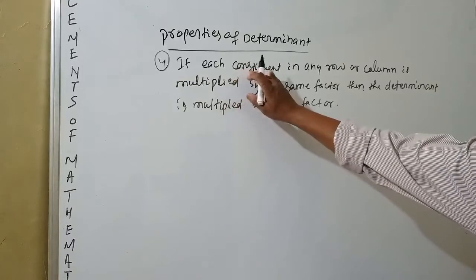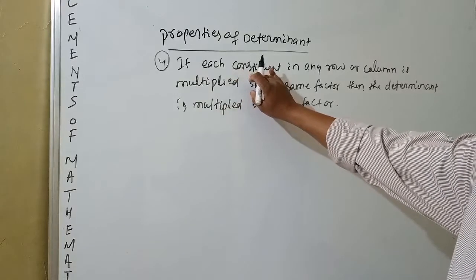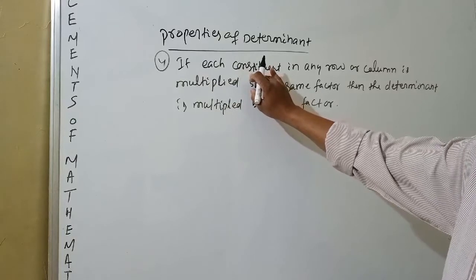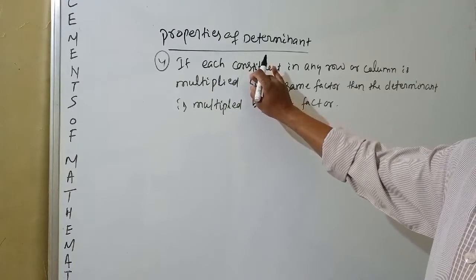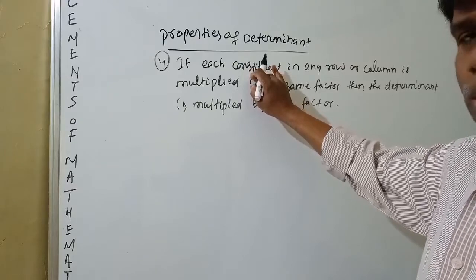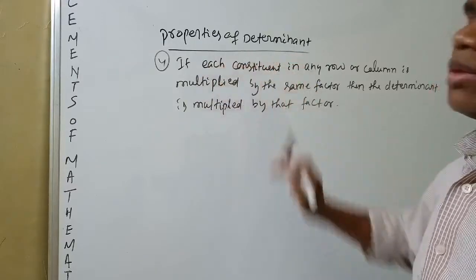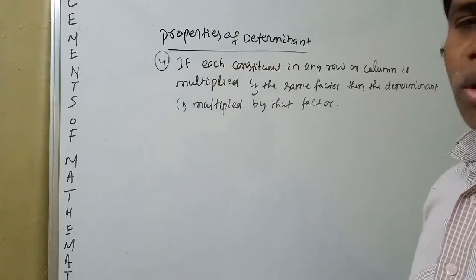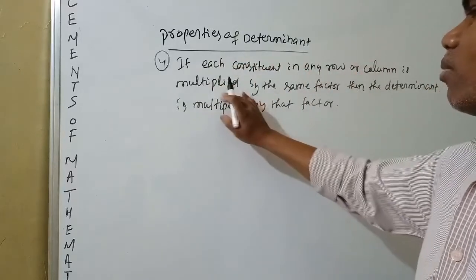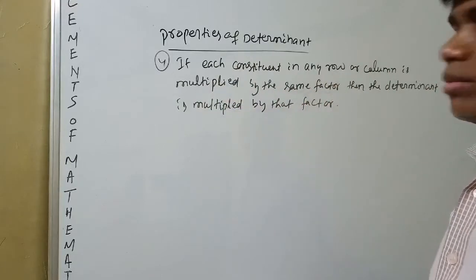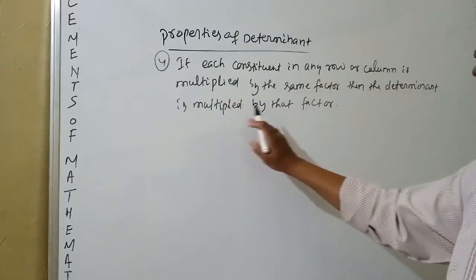If each constituent means, you see, the determinant consists of a number of rows and the same number of columns, those are the constituents. If each constituent, that means any row or any column, is multiplied by the same factor, then the determinant is multiplied by that factor.